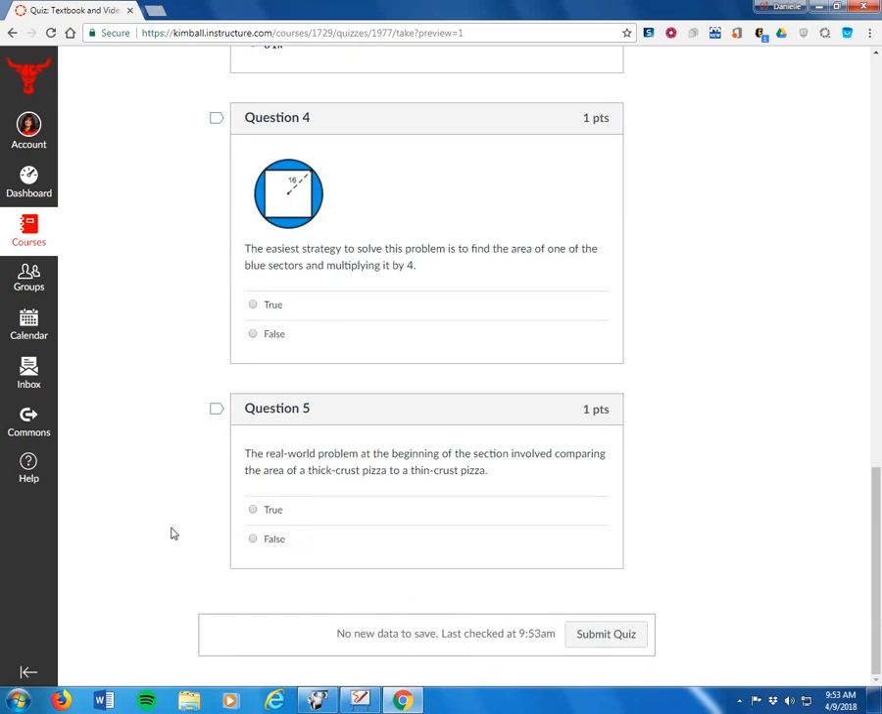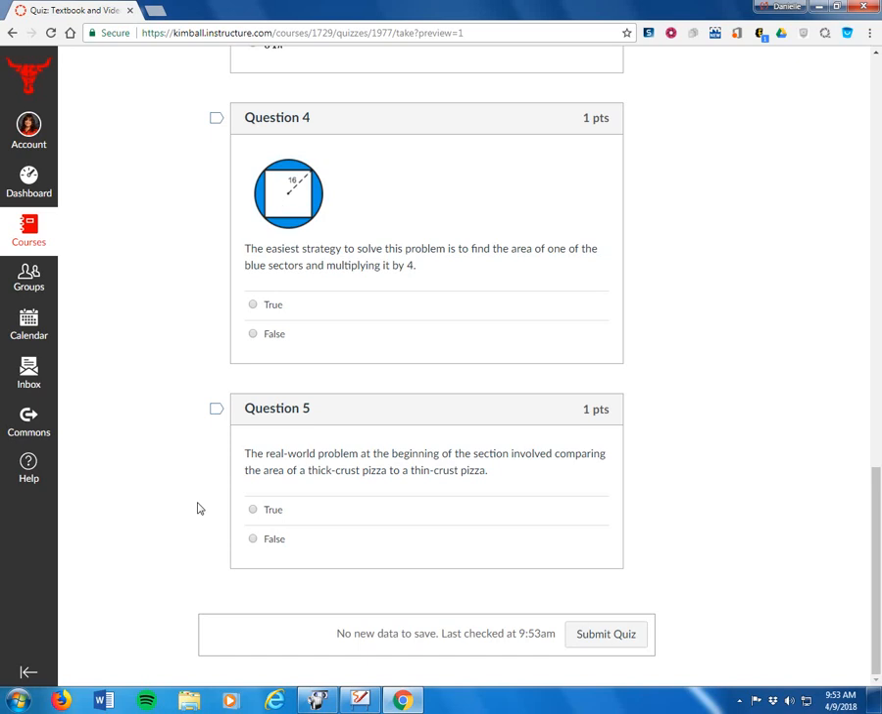Question 4, this was another example in the reading. The easiest strategy to solve this problem is to find the area of one of the blue sectors and multiply by 4. False. The easiest way is to find the area of the whole circle and subtract the area of the square. You could do it this way, but that's harder than just finding the area of the whole circle and subtracting the square. Because to do it this way, we've got to find the triangle area, we've got to find the area of the sector, and then we subtract the 2, and then we multiply by 4. To do it this way, you just take the area of the whole circle and subtract the area of the square, and you've got the area of all 4 of those blue highlighted areas.